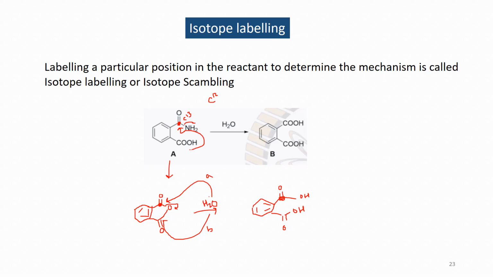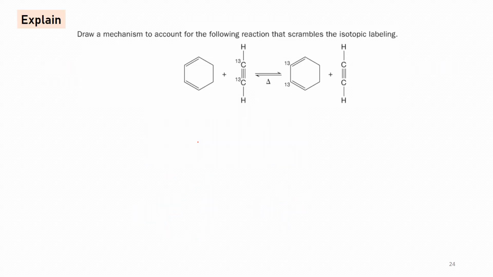So just by seeing the product, with the isotope labeled from substrate to product, we can get an idea about the mechanism of the reaction. Now based on that, let's try to solve this one.